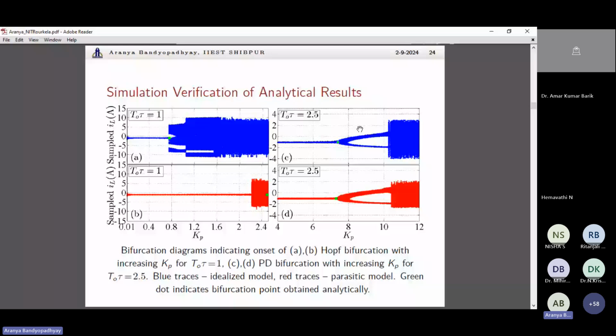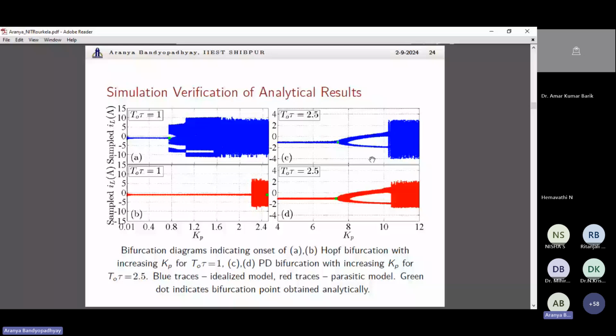Then, can you appreciate the fact how, due to incorporation of the parasitic element, the onset of instability is elongated, is delayed in the lower case, but for the case of the period doubling bifurcation, you can safely say that the onset of it is more or less similar.